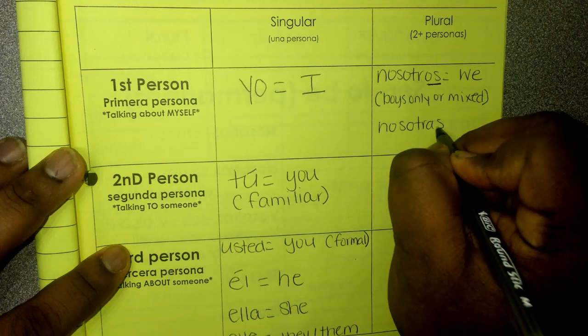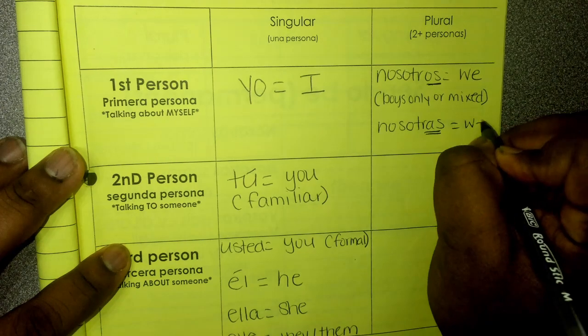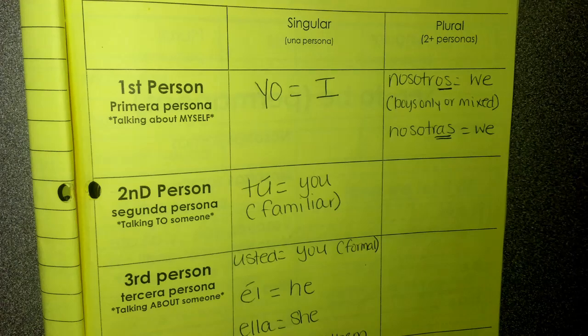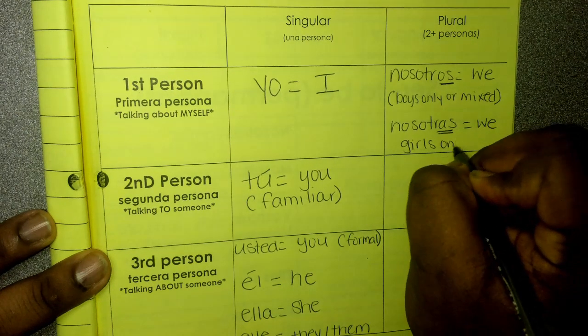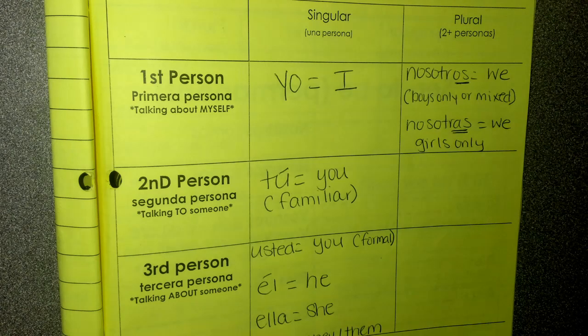Nosotras. This means we also, but what's the difference? Girls. Girls only. Right? So if we have Jasmine, Lele, Kennedy, and Brielle hanging out, and they say, oh, we're about to go to the mall, they would say nosotras, right? Because there's only girls.